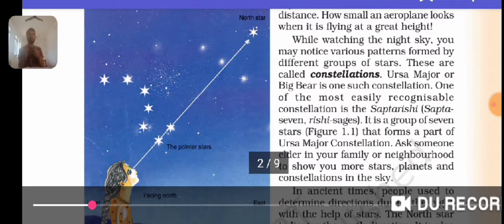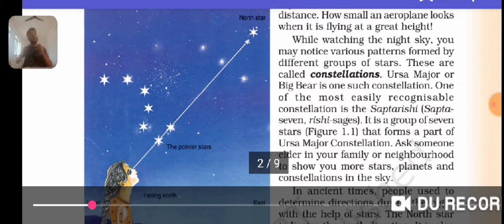Okay, and one of the common constellations which we can see is Ursa Major. It is called Ursa Major. It is also known as the Saptarishi. It is the group of 7 stars that forms a part of the Ursa Major constellation.